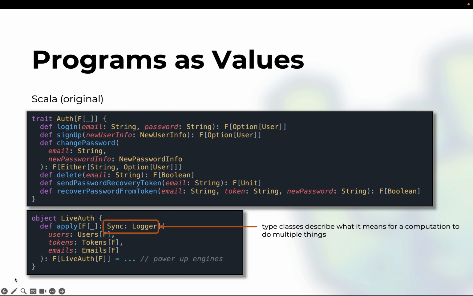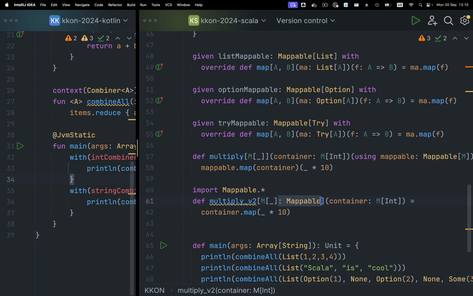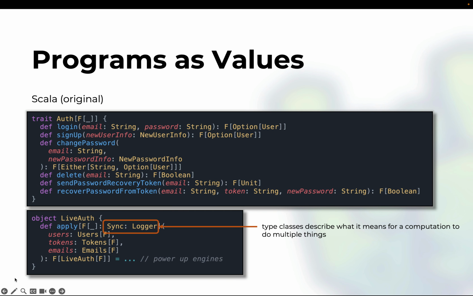Now, obviously, regarding syntax, you saw this before in the code where we had the colon Mappable thing. So this is the context bound, which means that we pass implicitly, or the compiler passes automatically, a given Mappable M in scope. Here we have a Sync F and a Logger F being passed automatically by the compiler. These implicit instances essentially describe what it means for that effect type F to be able to perform any sort of action in the real world, the ability to log or suspend or anything else.